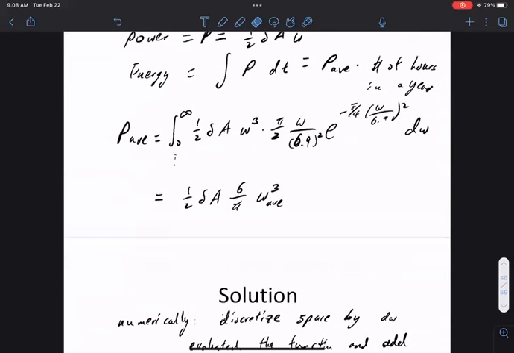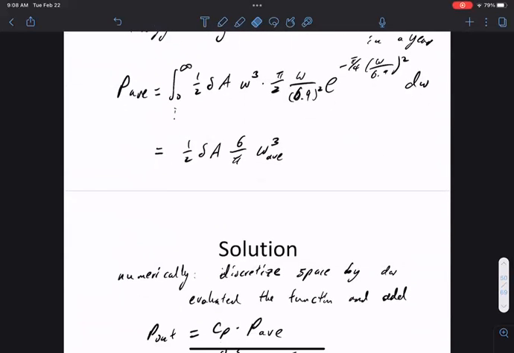All right, and then we got a closed-form formula again, which is quite nice. It scales directly with the average speed. They just weigh the same curve.